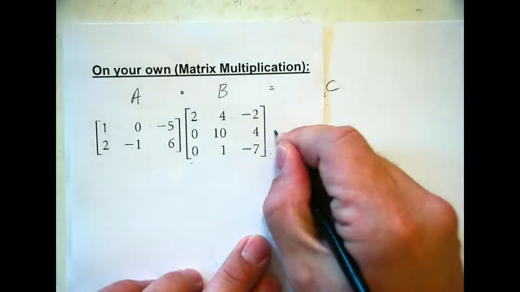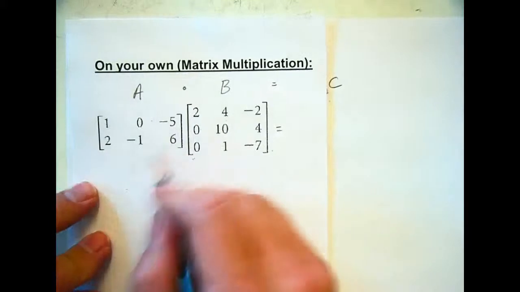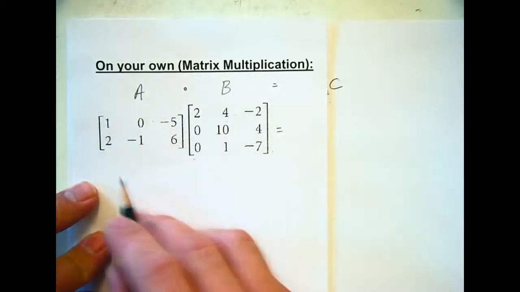Okay. First thing you need to do, multiply or show the dimensions. Everyone write down the dimensions of A underneath it and write down the dimensions of B underneath it.